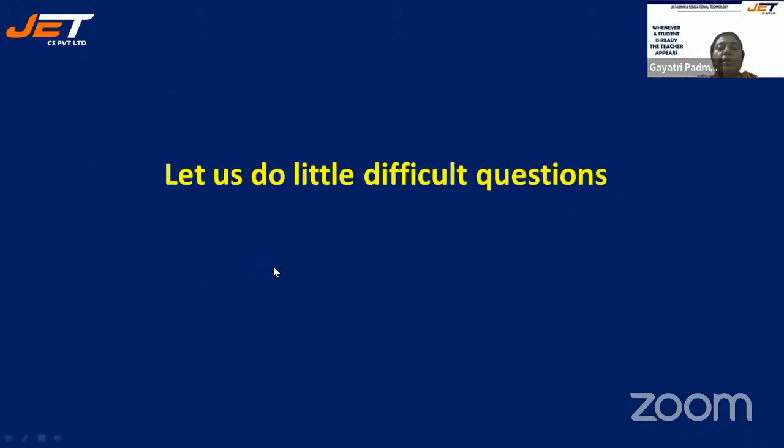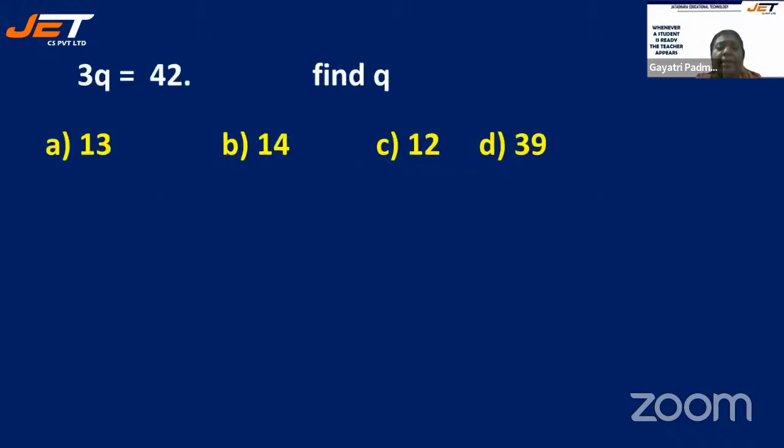Now those were the sums which were pretty easy. Now we are moving on to little more difficult questions. See here. 3q is 42. So what is the value of q? Again, less than 30 seconds has to be taken. So the value of q is 42.